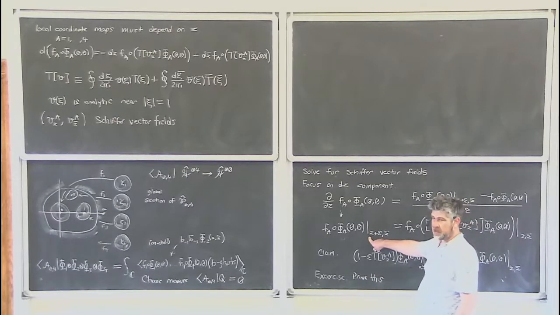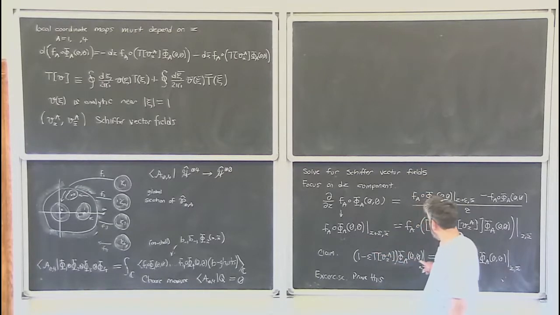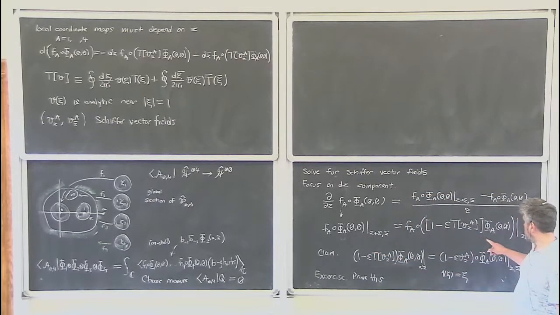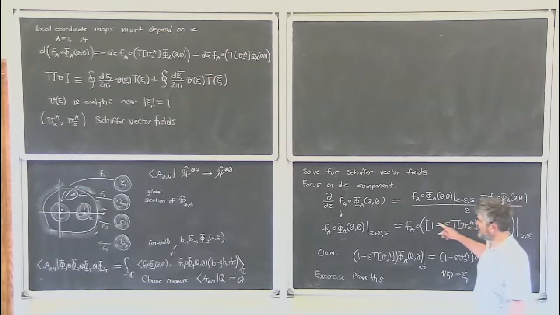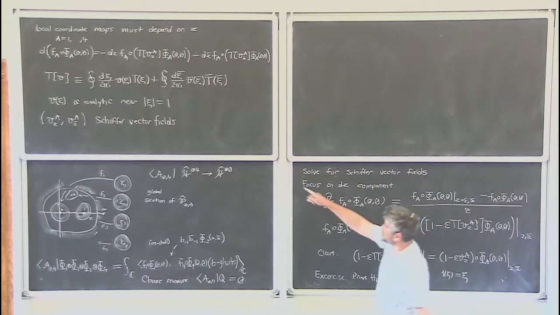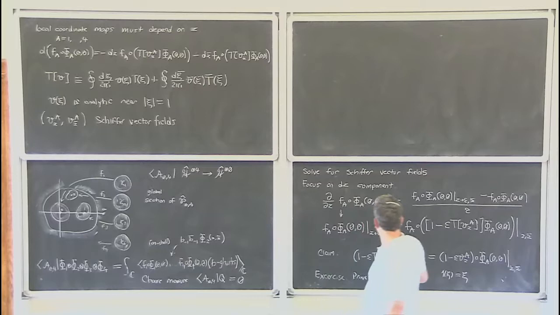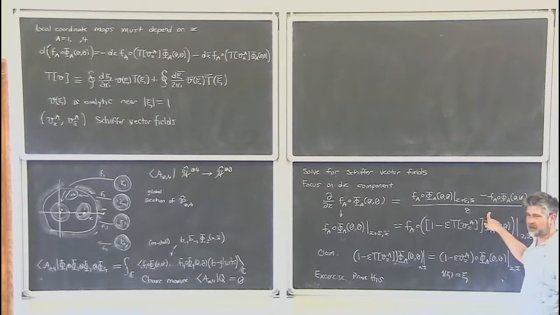Here, the left-hand side is evaluated at z plus epsilon. So, what I did was I took this equation, looked at the dz component, and substituted this formula for the derivative.